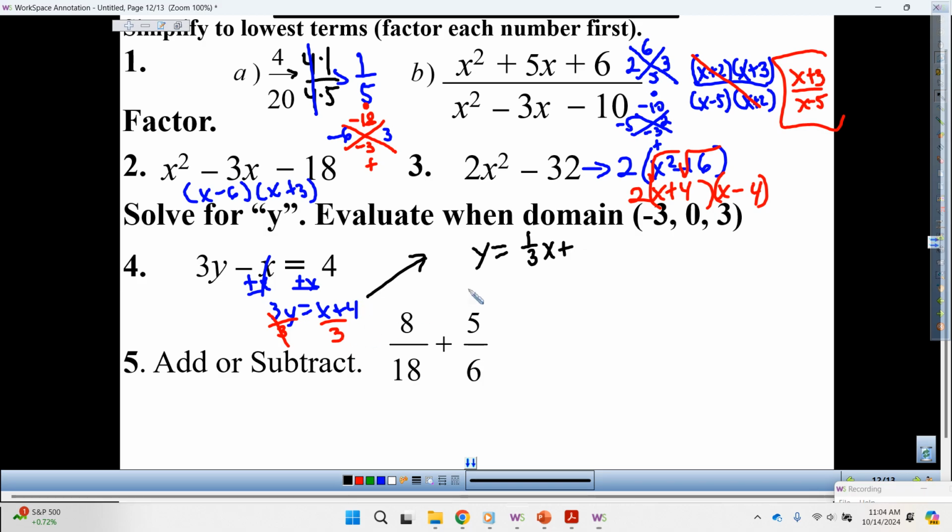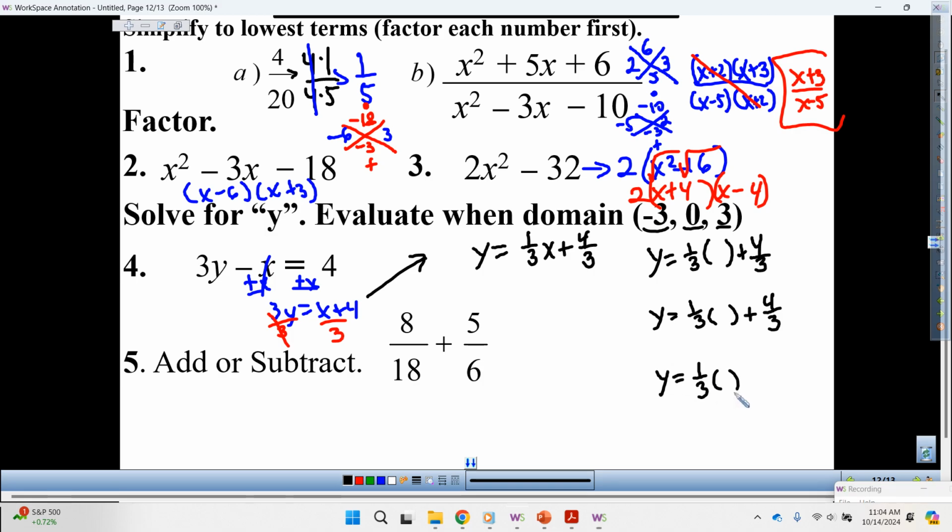plus 4/3. I'm going to leave it in fraction form just so that we can work with those numbers that we have there. Okay? All right. So we need to substitute for x what values? -3, 0, and 3. So y equals 1/3 times x plus 4/3. I'm going to do that 3 times. 1/3 times x plus 4/3. Y equals 1/3 x plus 4/3.